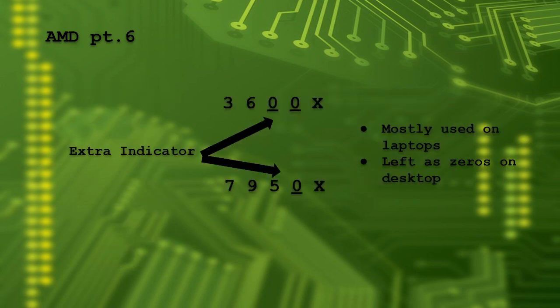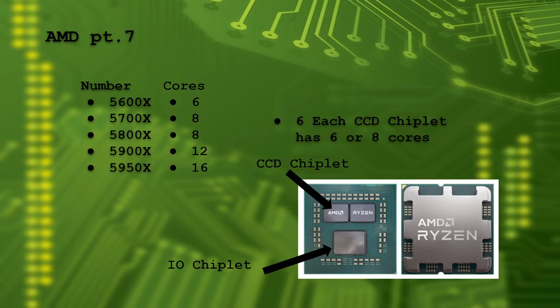Last but not least, the extra indicator. I've only ever seen this used on laptops and never on desktops. Last but not least, you can show the product stack indicator. You can correlate it with the number of cores. If you think of a core as, you know, each core can do one task, so the more cores you have, the more simultaneous tasks you can do. That's not exactly how it works, but that's a good analogy.